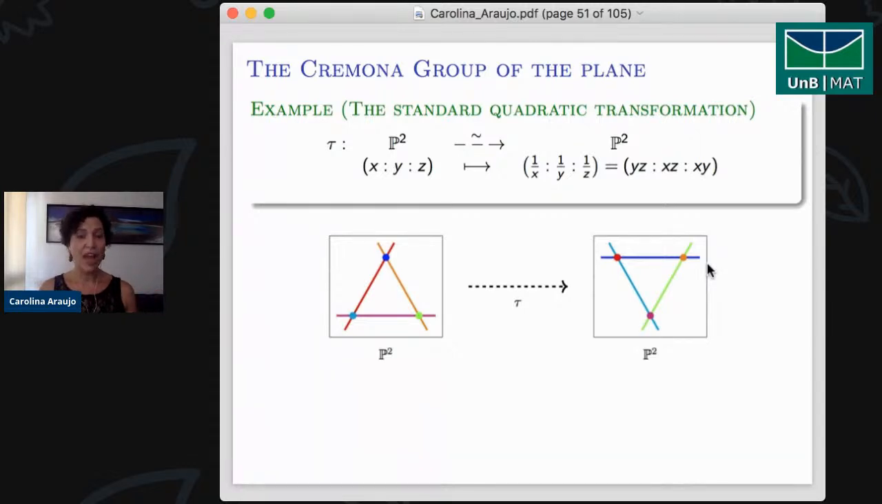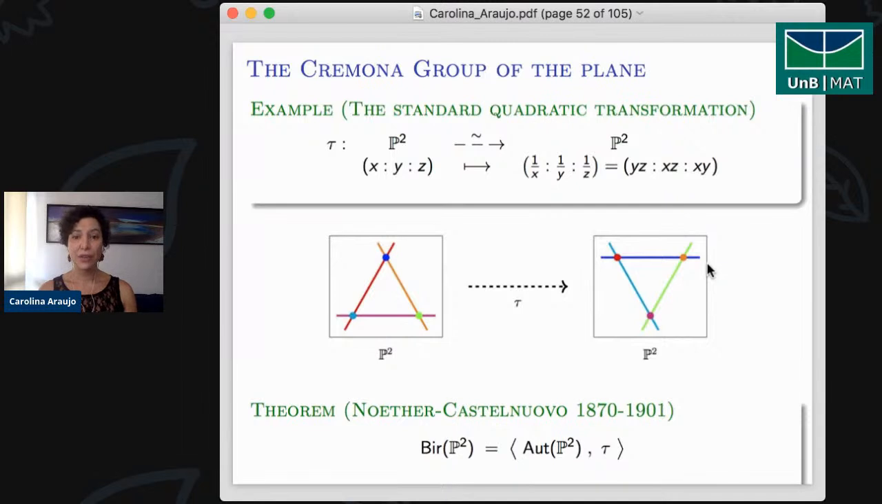You can also check that if you take any of the coordinate lines given by x equals 0, or y equals 0, or z equals 0, this line is contracted to the opposite coordinate point, while at the 3 coordinate points, this map is not defined. So it is only defined at the complement of the 3 points, and it contracts the coordinate lines to the opposite point. So this is a very simple geometry.